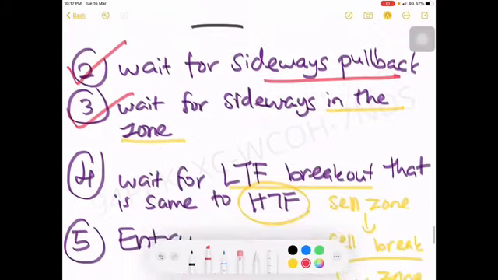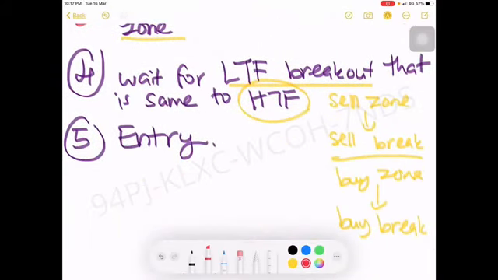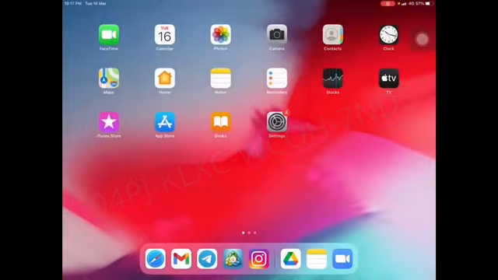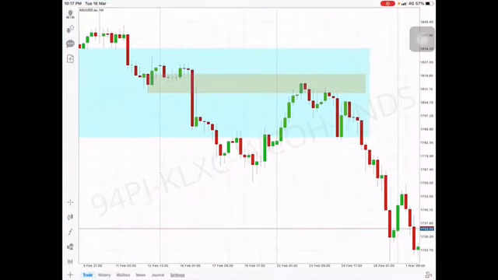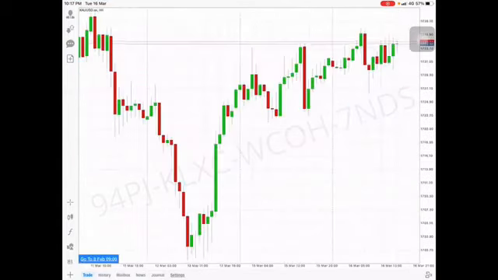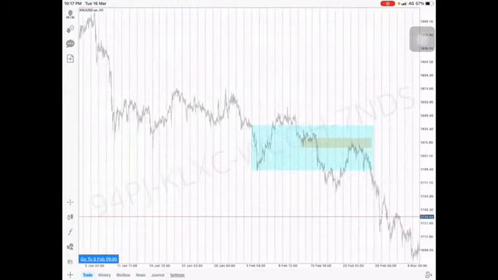Now, what are you looking for? Wait for it. Yes, so we are looking for sell. Because right now we marked the sell zone, right? So we are looking for sell breakout, okay? And we will go to H1. So now we're gonna go to H1.